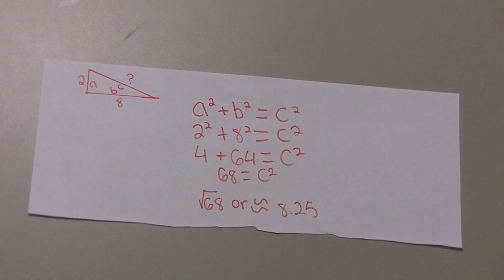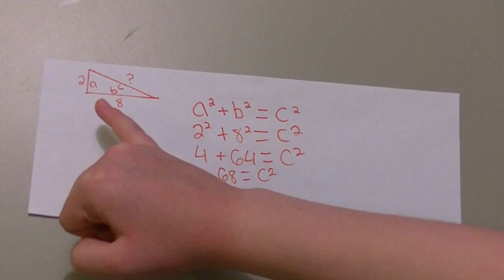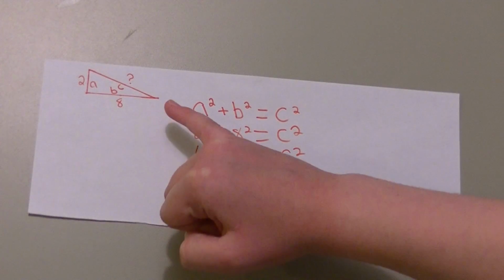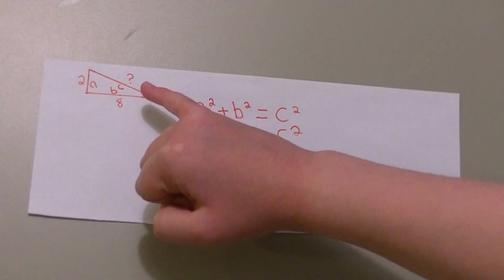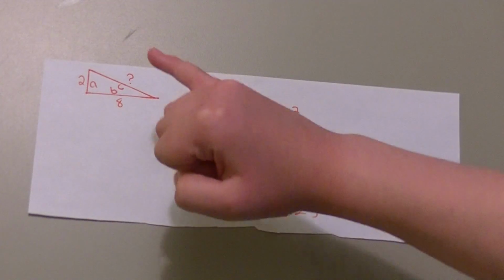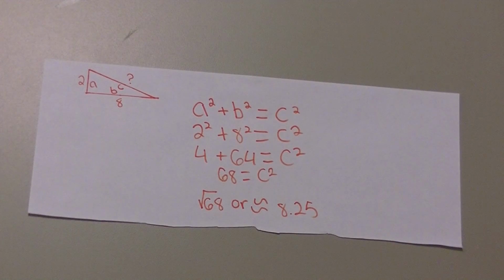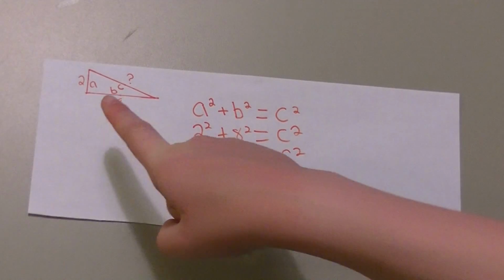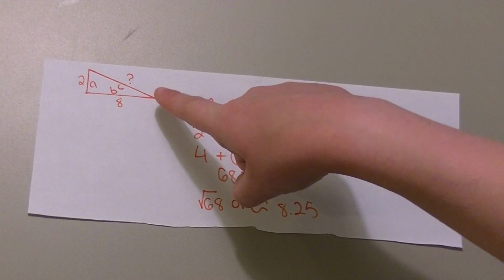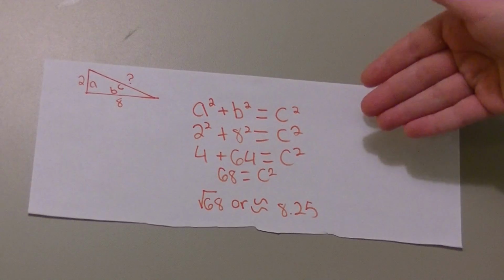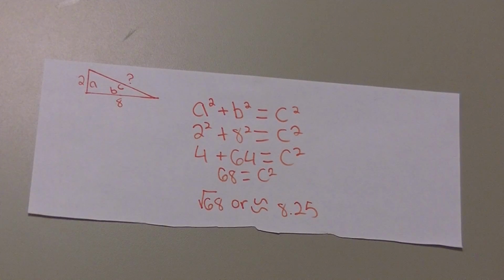The Pythagorean theorem is an equation to find the missing side length of a right triangle. Let's say that we have a triangle. The side known as A is the shortest side. Side B is the second shortest, and side C is the hypotenuse, or the longest side. Let's say we know the length of A and B, but we don't know the length of C. So we would step on over to this equation, which is A squared plus B squared equals C squared.